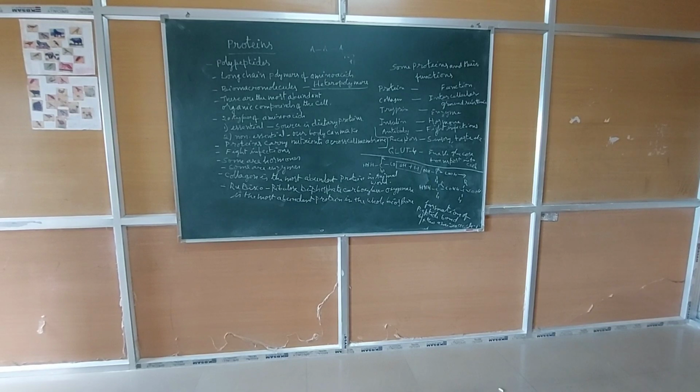Structural proteins. Protein constitutes more than 50% of the dry weight of the protoplast. Contractile proteins, enzymes, transport proteins.